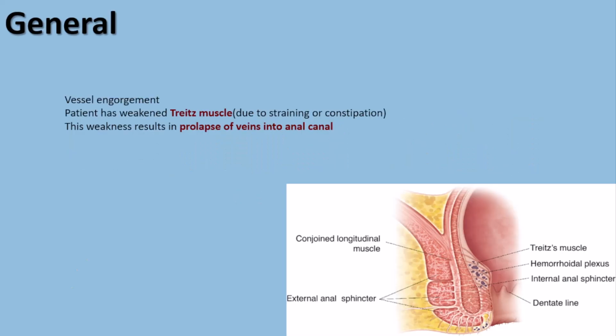So why do we have hemorrhoids? Hemorrhoids happen in patients who are suffering from chronic constipation or patients who are chronically straining during defecation. So with that, we have a weakness of Treitz muscles, and these are muscles that are embedded in the anal canal wall, and hemorrhoidal plexus are embedded through these muscles. So with chronic constipation or with straining, we have a weakness of Treitz muscle, and as the result we will have prolapse of veins into the anal canal. So this is why hemorrhoids happen.